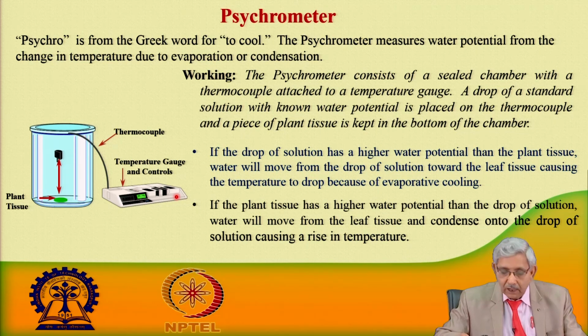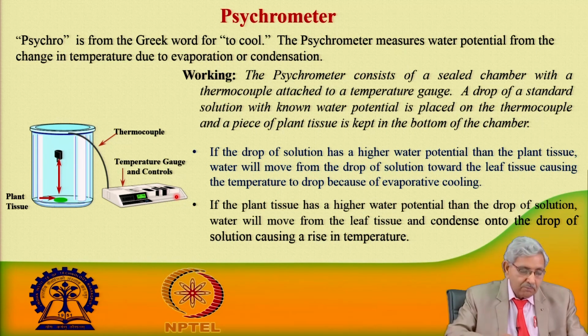So, a drop of standard solution with a known water potential is placed on the thermocouple, and a piece of plant tissue is kept in the bottom of the chamber. This is what we see in the device. If the drop of solution has higher water potential than the plant tissue water, water will move from the drop of solution towards leaf tissue, causing temperature to drop because of evaporative cooling.